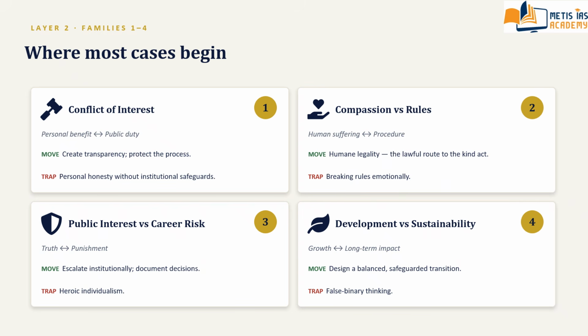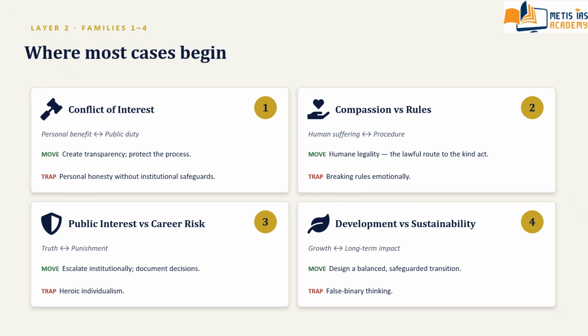The UPSC trap is like this: breaking rules emotionally. Notice something very clear: UPSC is rarely rewarding instinct. It increasingly rewards the process, because process leads to a result and an administrative outcome. That is why process is most important rather than instinct. So when you are faced with compassion versus rules, you are going to take the middle path, that is human legality, the lawful route to the kind act. That is what you have to do.